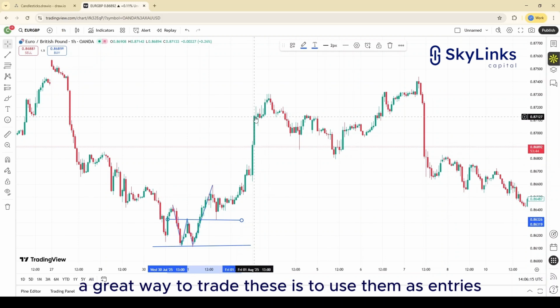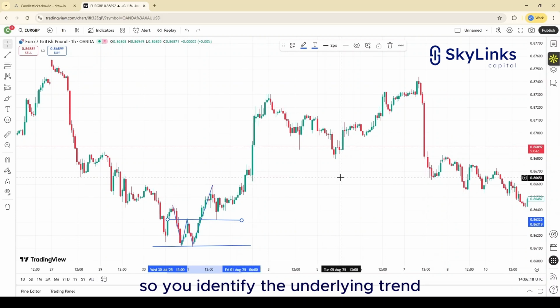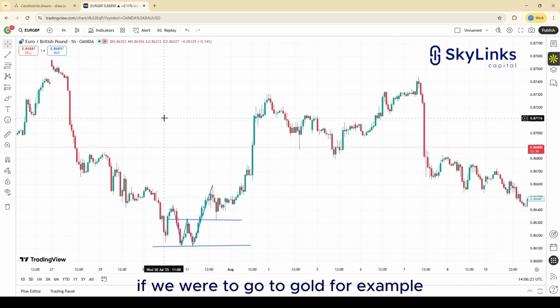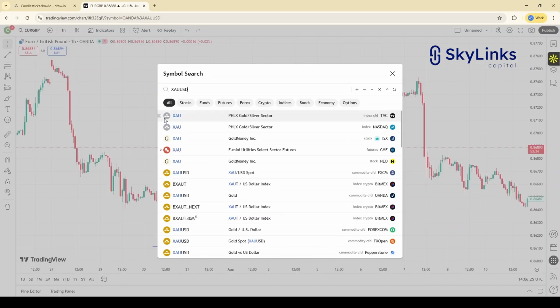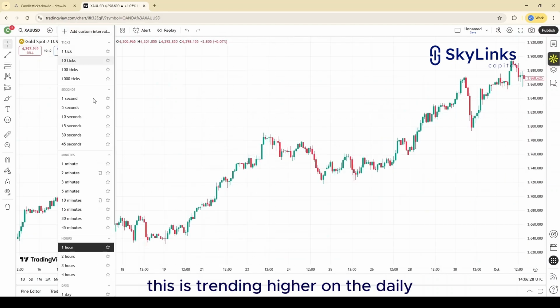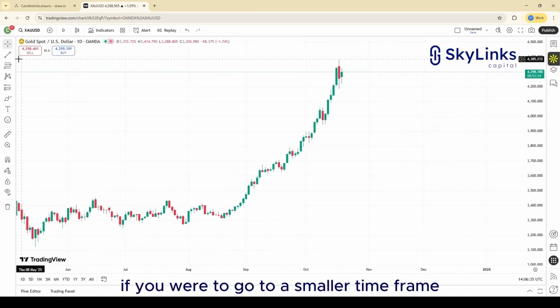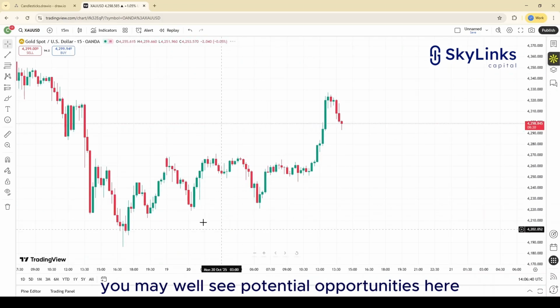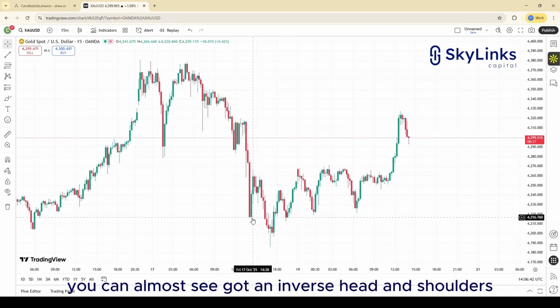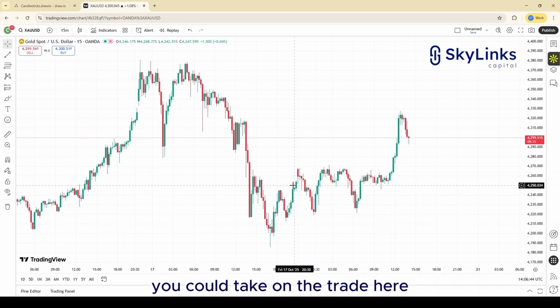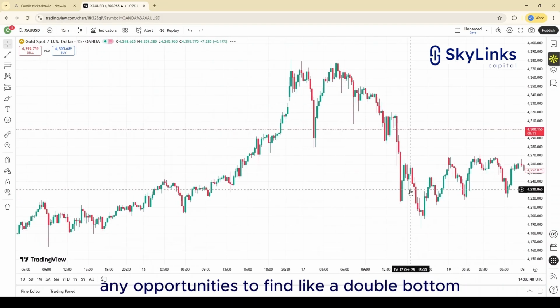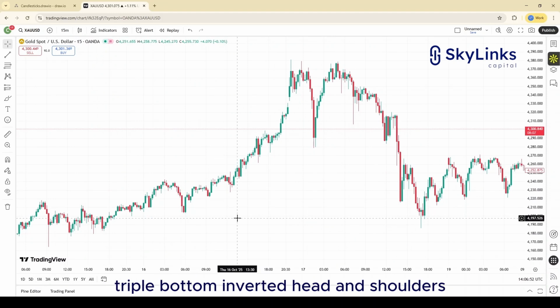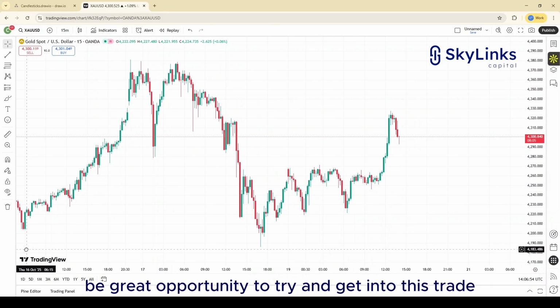A great way to trade these is to use them as entries. So you identify the underlying trend in a higher time frame. If we were to go to gold, for example, this is trending higher on the daily. If you were to go to a smaller time frame, you may well see potential opportunities. Here you can almost see you've got inverse head and shoulders. You could take on the trade here. Any opportunities to find like a double bottom, triple bottom, inverted head and shoulders would be a great opportunity to try and get into this trade.